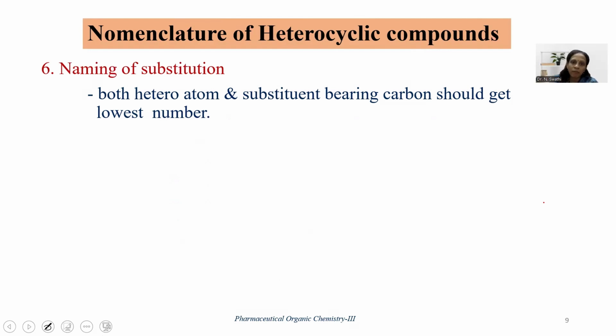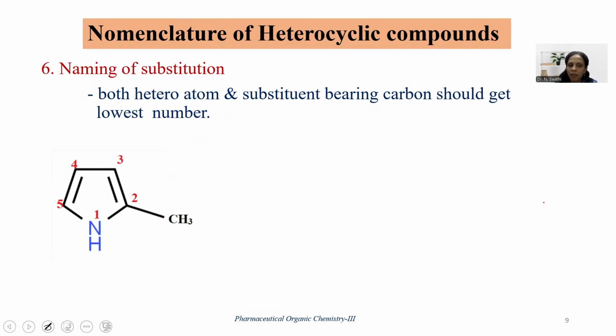That means we have to number the heterocyclic system such that both the heteroatom and the carbon bearing the substitution both should get the lowest possible number. So that is how we have to number the cyclic ring system. Okay, so let us consider a few examples for this also.